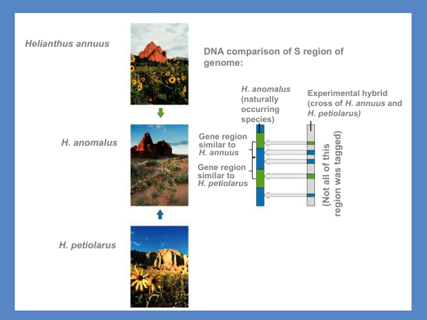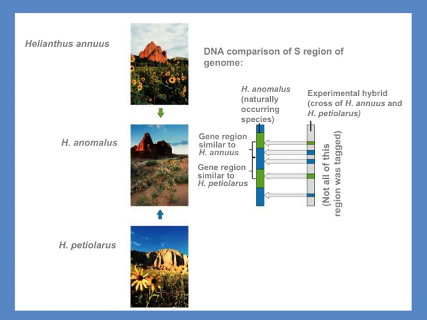Specifically, we see regions similar to H. annus and H. petiolaris. These similarities help us understand the genetic relationships and how these species might have evolved from common ancestors. The DNA comparison of the S region of the genome is particularly interesting.